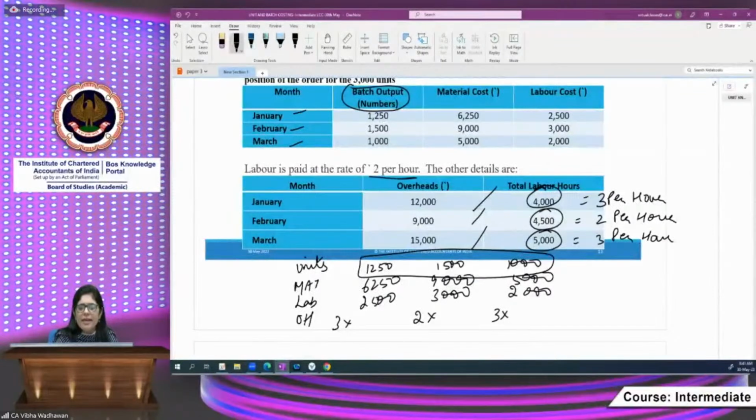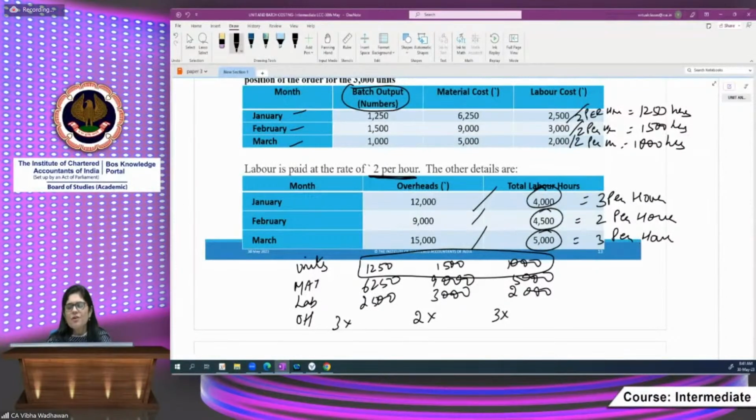See, labor rate per hour is given here, 2 per hour. Labor cost is given to us. So cost divided by per hour rate, 2 per hour, you will get the hours. Clear? So 1250 hours for January divided by 2 per hour, 1,500 hours for February divided by 2 per hour, 1,000 hours for March. All right. So this is the information where you can calculate the labor hours used for this particular batch.